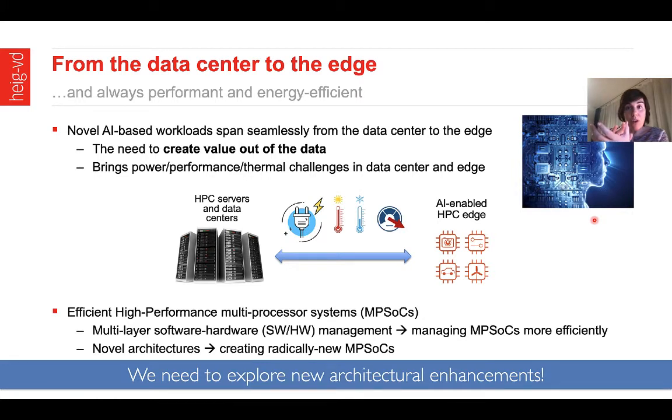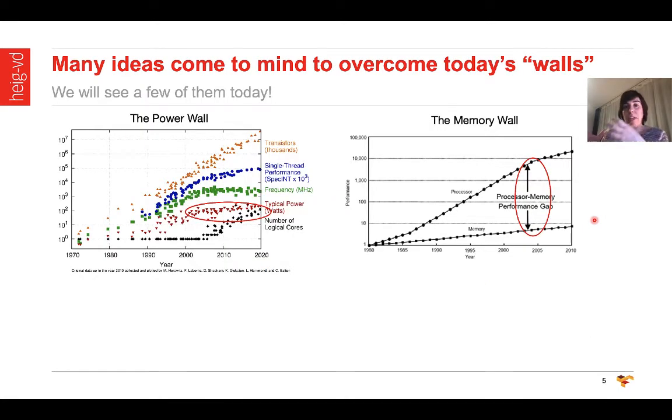So in this talk, I'll be focusing on this second part, on the part of the architectural enhancements, and we'll be telling you a bit more how we propose to explore these new architectures. If you think about how to enhance architectures, many ideas come to mind in order to overcome these two walls that we have today. Today we have the power wall mainly and the memory wall. And not only in my talk, but in the talks that will come afterwards in the morning, we will see a few options to overcome these walls.